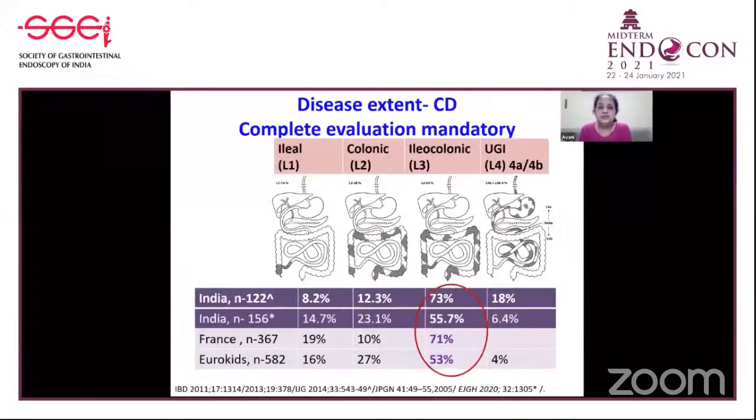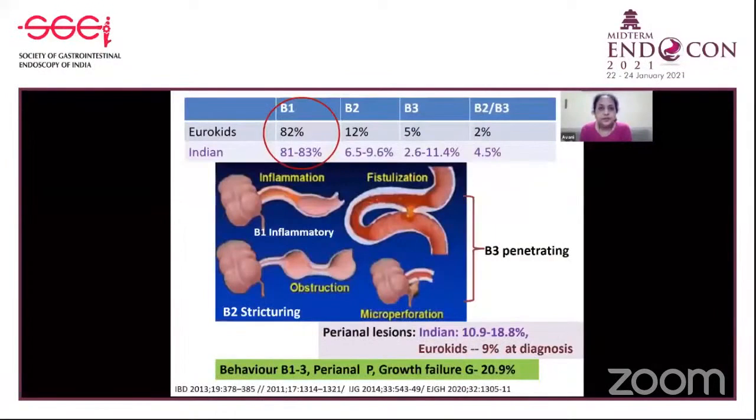In our experience, the most common form of Crohn's disease in Indian children is ileocolonic, and roughly 73% of these children have ileocolonic disease, whereas upper GI involvement is seen in anywhere from 6 to 18%. And as you can see, it is similar to the data from the EuroKids registry.